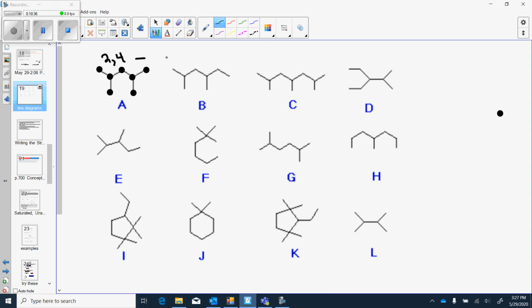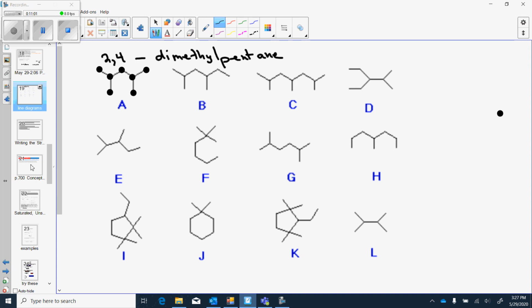4, hyphen, because I've got a letter coming. 2, 4. Di this time, because there's 2 methyl groups. Methyl, pent, because we have 5 in our parent chain, and ane, because there's single bonds. There's single lines. Okay? So just a reminder of what those lines mean and what those intersections of lines are telling you: that there's carbons there.